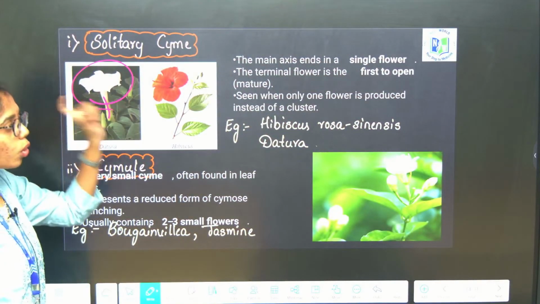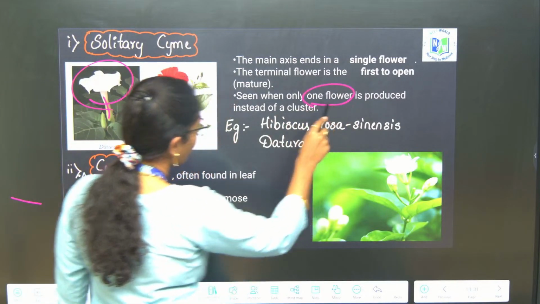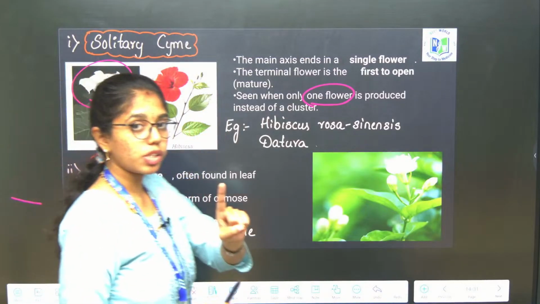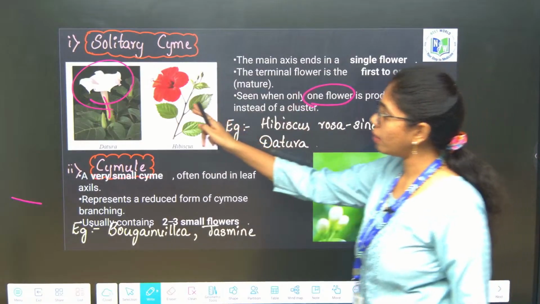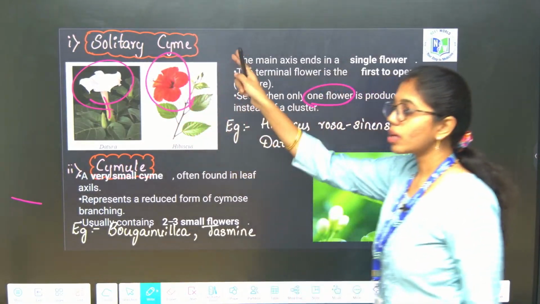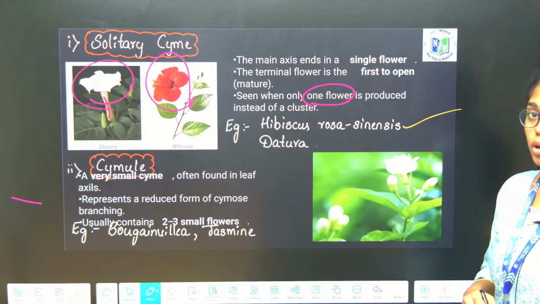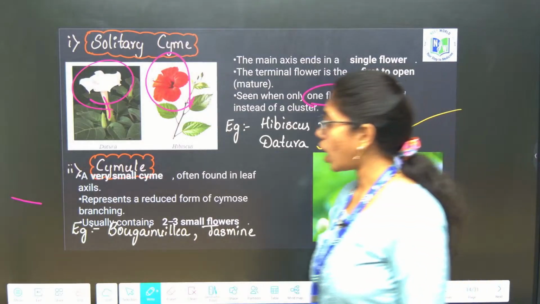This is seen when only one flower is produced instead of a cluster, when from a branch only one flower is produced. There you can see solitary cyme. Examples include Hibiscus rosa-sinensis and Datura. These are the examples of solitary cyme.